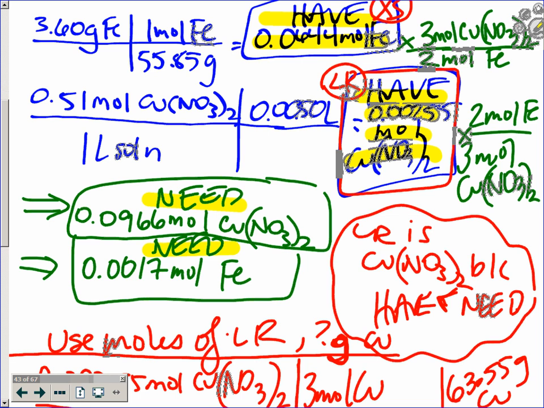How do you figure out who's in excess and who's limiting? Not minus anything yet. You just think. You literally just think. I have this much, oh no, I need a whole lot more. It's limiting. If I have this much and I only need a teeny tiny bit, that's excess. So use logic by comparing these values of have and need. Once you label them LR and excess, why do we do all that?